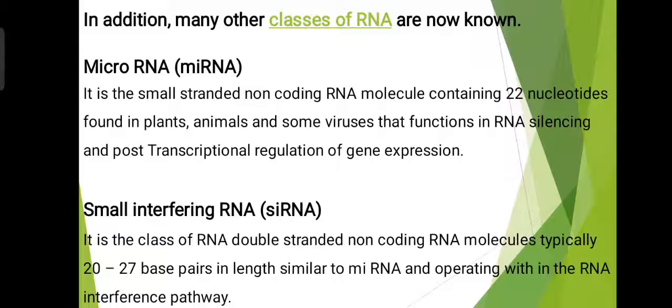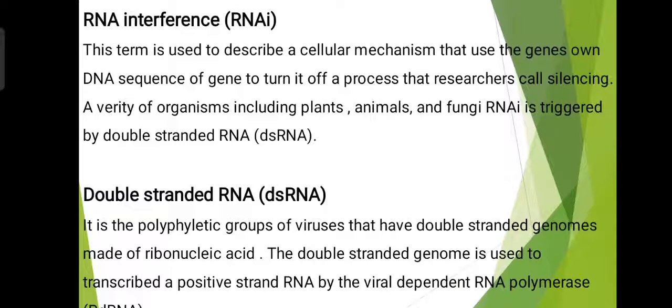The other is RNA interference and double-stranded RNA. RNA interference is a term used to describe a cellular mechanism that uses the gene's own DNA sequence to turn it off, a process that researchers call silencing. It occurs in a variety of organisms, including plants, animals, and fungi. RNAi is triggered by double-stranded RNA. Double-stranded RNA viruses are polyphyletic groups of viruses that have double-stranded genomes made of ribonucleic acid. The double-stranded genome is transcribed into a positive-strand RNA by the viral RNA-dependent RNA polymerase.